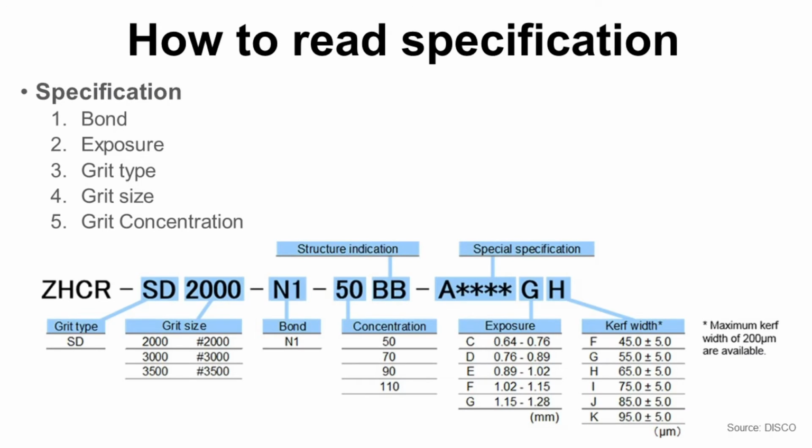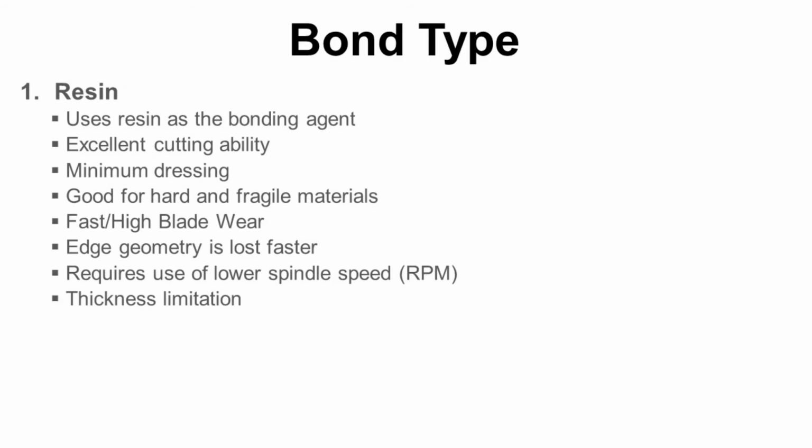If you look at the blade specification from blade manufacturer, you can check these important items. We can check bond, exposure, grit type, grit size, grit concentration. Now, let's talk about bond type.